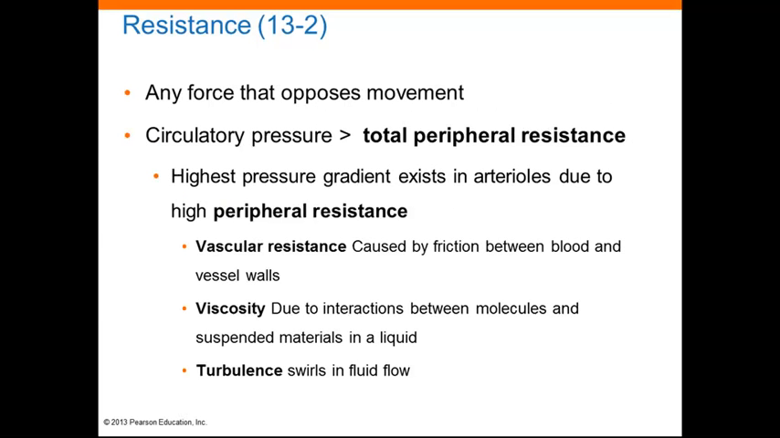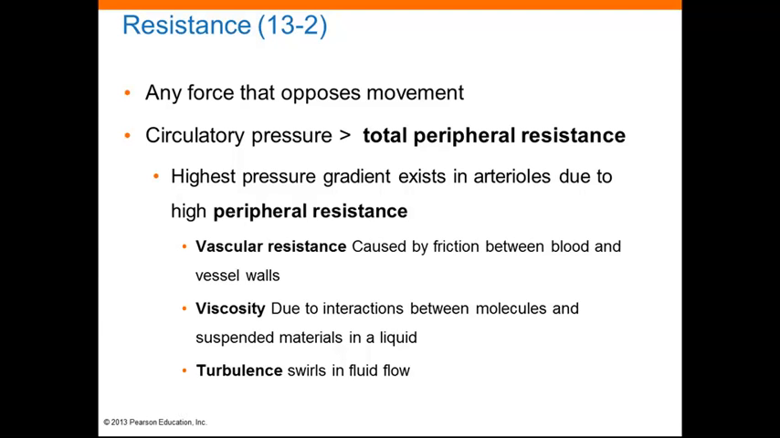For every force, there's an equal and opposing force, a little physics for you, and the force that opposes movement is called resistance. In the cardiovascular system, resistance opposes blood flow, and therefore circulatory pressure must be high enough to overcome total peripheral resistance, which is the resistance of the entire cardiovascular system.